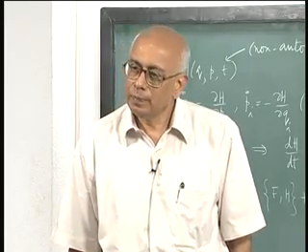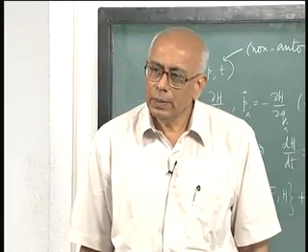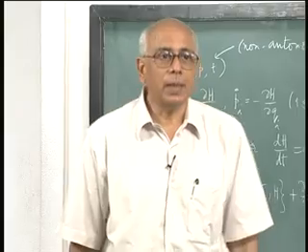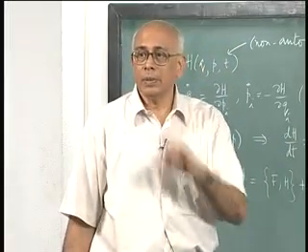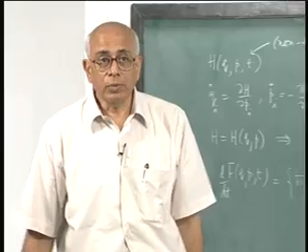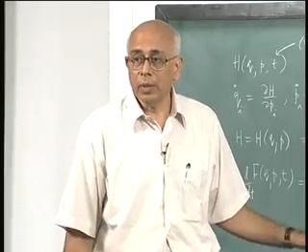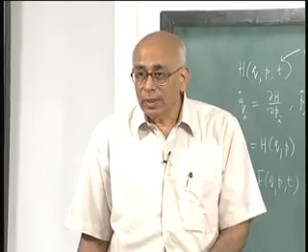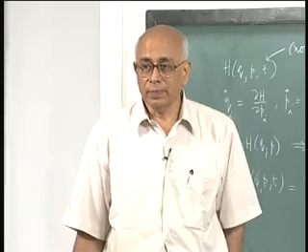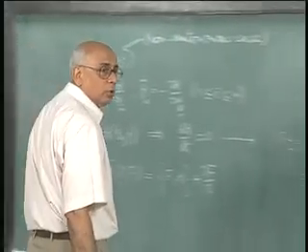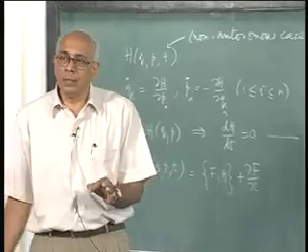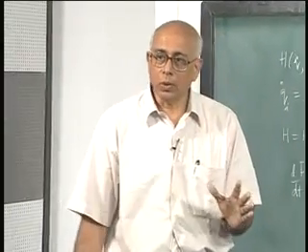What if d square h by dp square blew up? Very good point. He says, what if that second derivative blew up? Now our assumption throughout is that the Hamiltonian is a nice differentiable function, all the second derivatives exist. We have assumed that right from the beginning. There could be isolated points where the matter becomes singular, then it is no longer true.